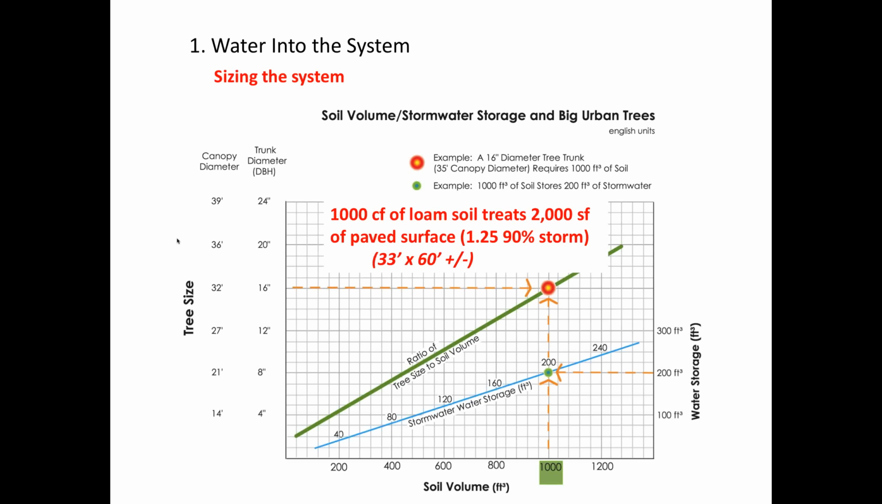If our trees are spaced at 33 feet on center, which is a good spacing, 30 to 35 feet, in a parking lot or along a street, we find that at that spacing, with that soil volume, we begin to pick up all of the stormwater in that 90% P storm in the right-of-way or in the parking lot. So the requirements for trees and the requirements for stormwater actually fit very, very nicely in the same location.